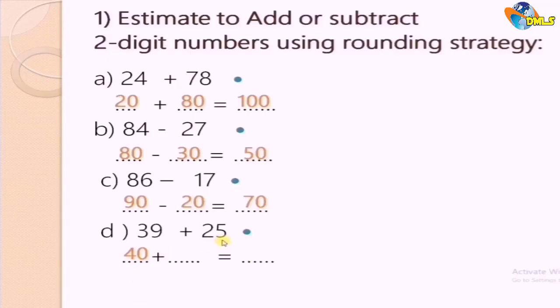25. Use the rounding strategy for a two-digit number. You will look at the ones digit. The ones digit here is 5, so we will round up because 5 is a strong digit. So after rounding 25 up, it will be 30. That's right. 40 plus 30 equals 70.